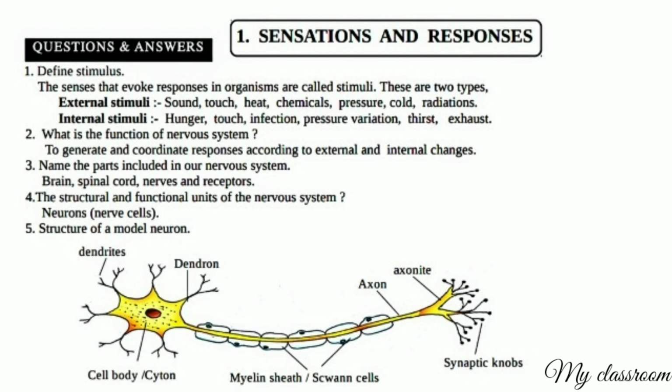The structural and functional units of the nervous system: neurons, otherwise called nerve cells. Structure of a model neuron. The common parts included in a neuron or nerve cell are dendrites, dendron, cell body or cyton, axon, myelin sheath or Schwann cells, axonite, synaptic nerves.